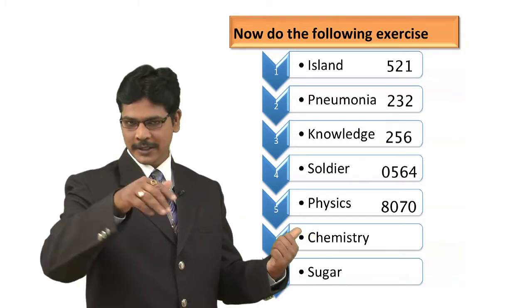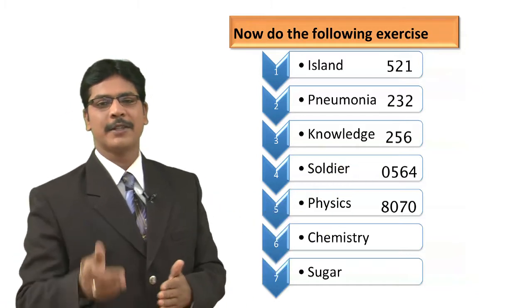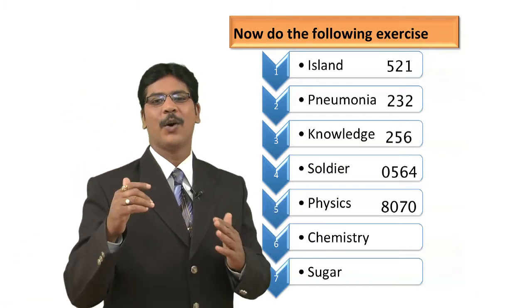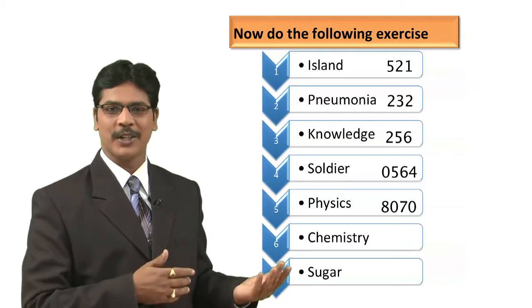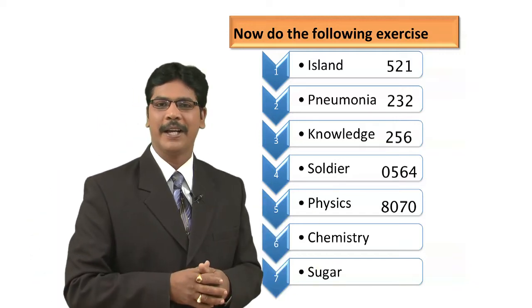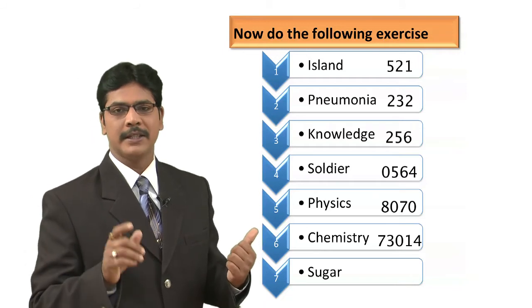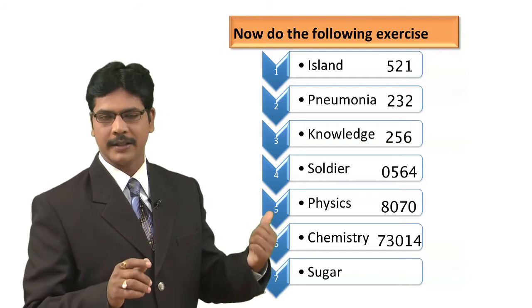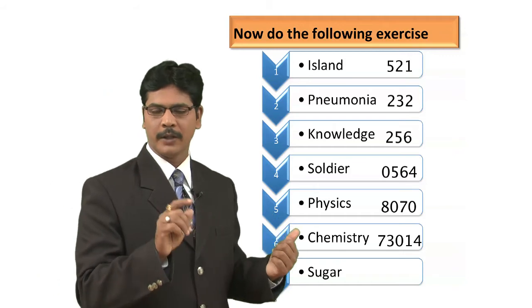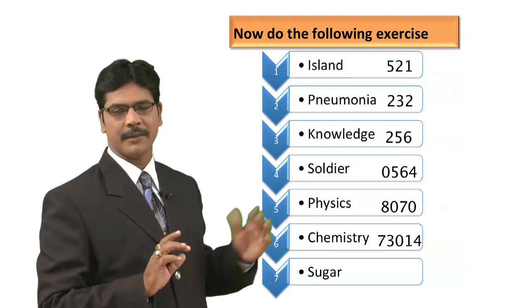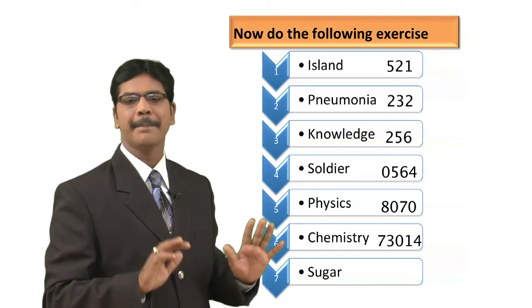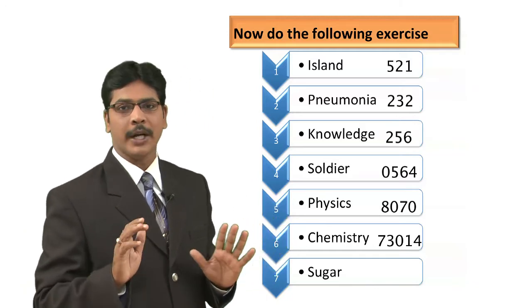We all thought in all this exercise that CH is always ch, right? CH also sounds like ch and also K. So chemistry. CH is sounding like K. So it should be 73014. Okay. That's the answer for chemistry.